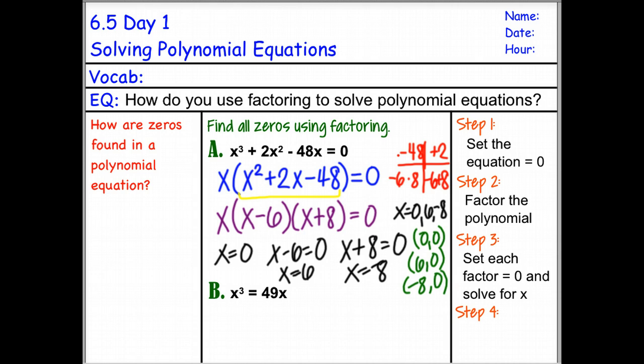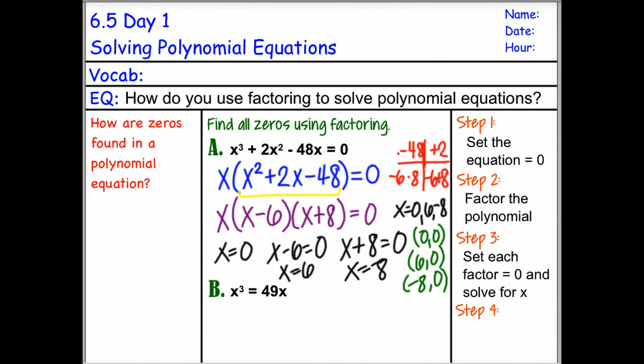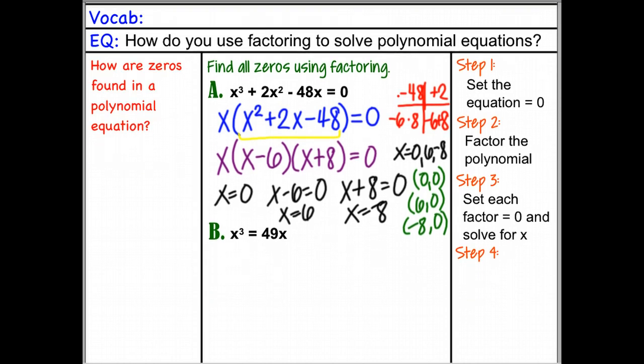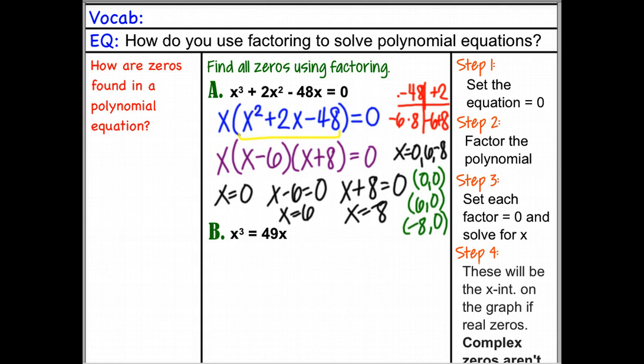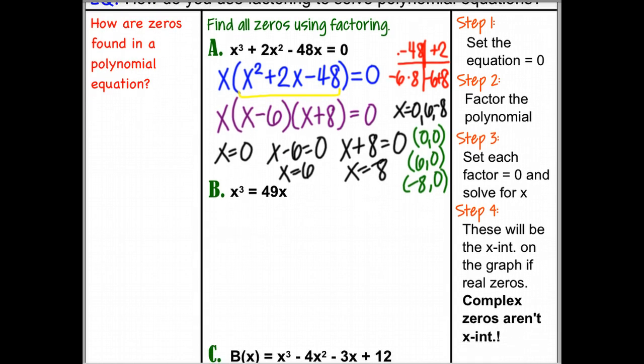In 2 days on 6.5 day 3, you'll need to know that so we can then use those in our graphs. So step 4 is that these are your x-intercepts if they are real zeros. Remember, complex zeros aren't x-intercepts, and we're not going to get too in-depth with that. Just know that if you happen to get any complex zeros, for today we want those zeros, but know that they aren't going to intercept the x-axis.